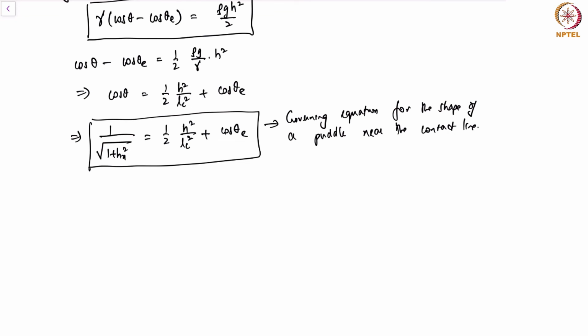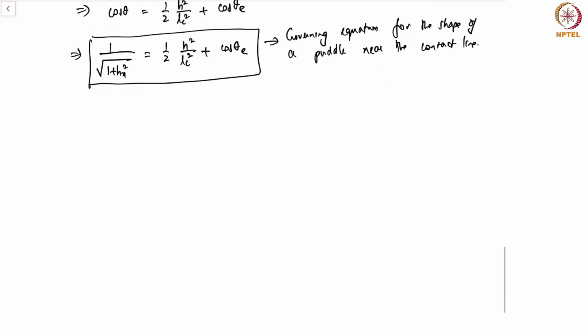What else can we do? We can actually do a simple analysis on this problem. We can look at the cases where the angles are very large or very small. Okay, let's quickly do that.